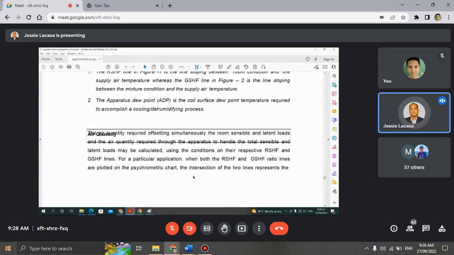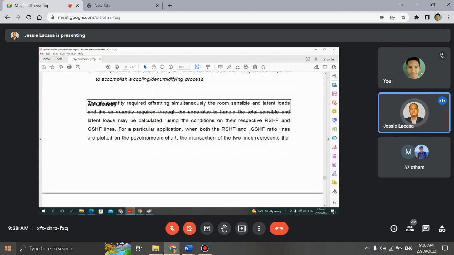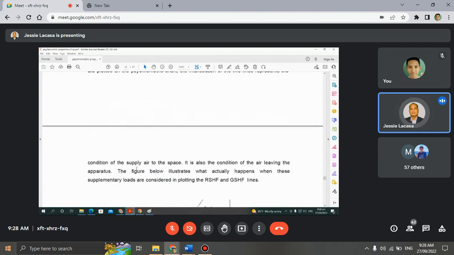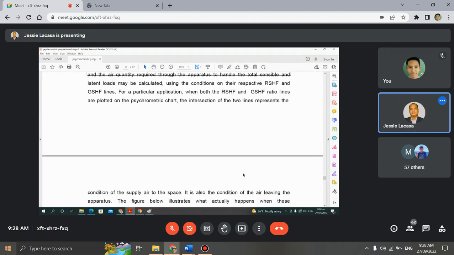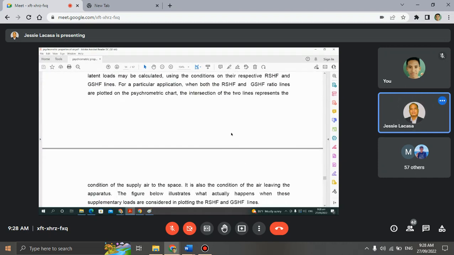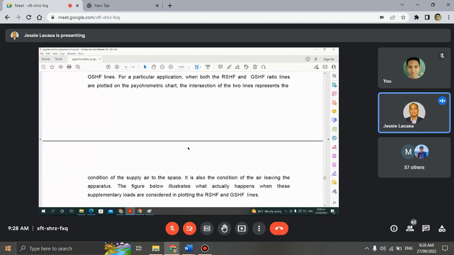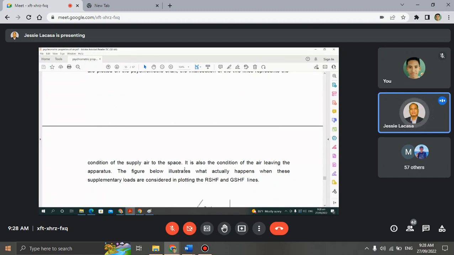So for a particular application, when both the RSHF and GSHF ratio lines are plotted on the psychrometric chart, the intersection of the two lines represents the condition of the supply air to the space. Both the room sensible heat factor and grand sensible heat factor ratio lines are plotted on the psychrometric chart. Ang intersection nila represents the condition of the supply air to the space.